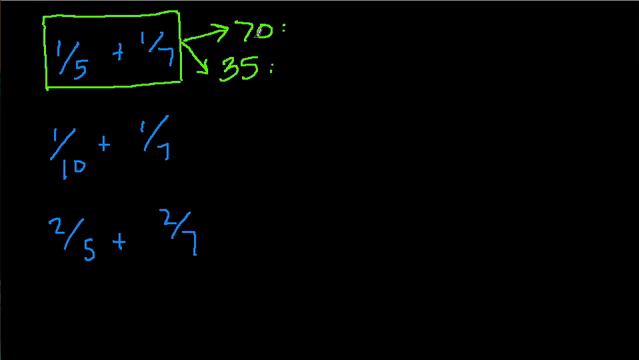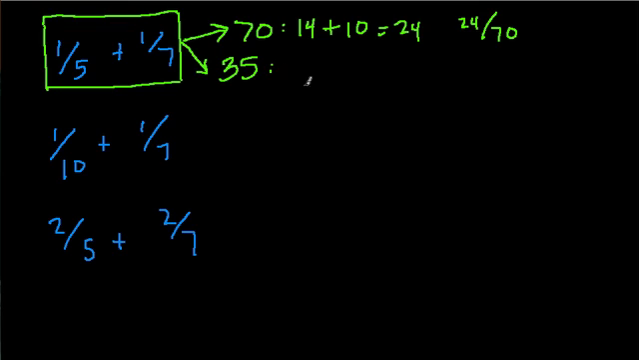Let's work with 70 first of all. What's 1/5 of 70 cents? Well, that's 14 cents, because 14 goes into 70 5 times, and that's what a fifth is. What is 1/7 of 70? Well, that's just 10 cents. And that's again because a seventh goes into 70 10 times. So we have 24 cents. And we would write this answer as 24 over 70, right? It's 24 out of 70 cents.